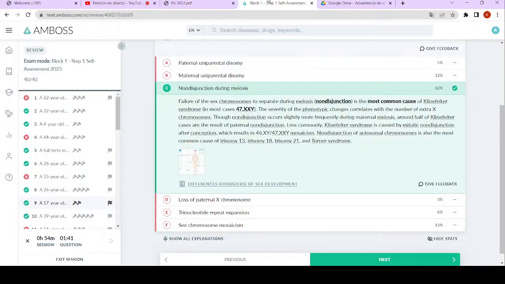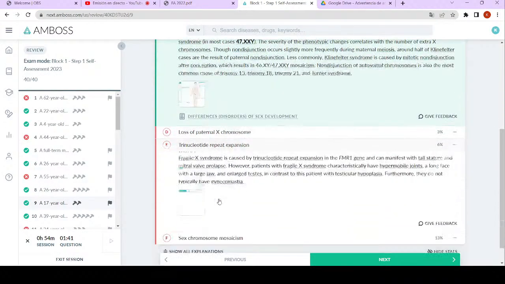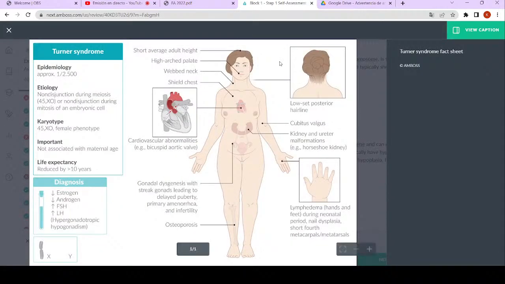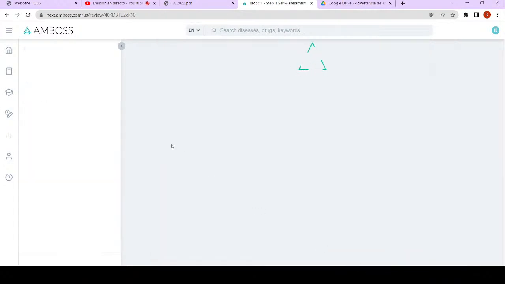Okay. Loss of paternal X chromosome. This is Turner. Short, the neck, the heart, bicuspid aortic valve, cubitus valgus, the kidney, horseshoe kidney, gonadal dysgenesis, osteoporosis. Okay, next question.